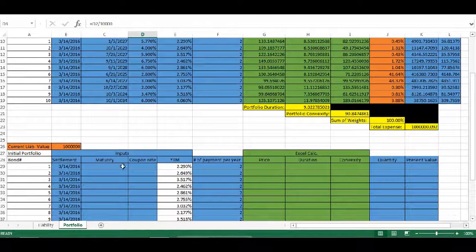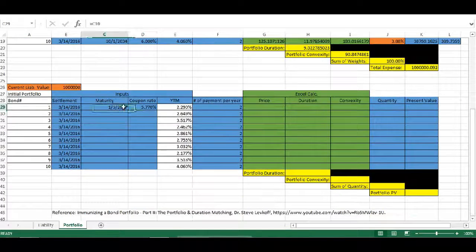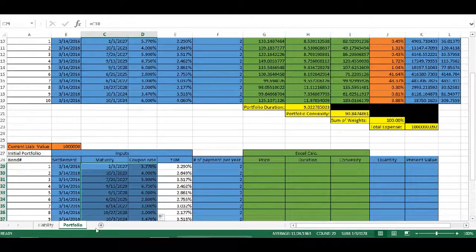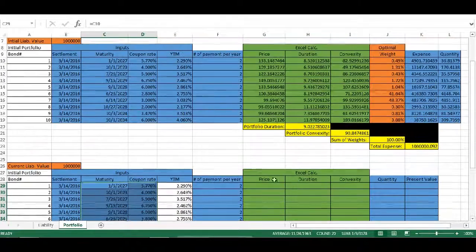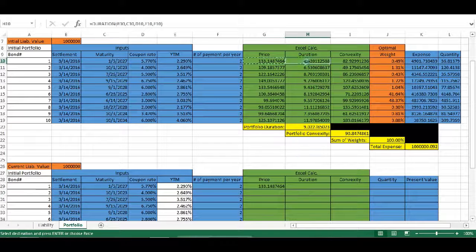Now we do some preparations. First we copy and paste numbers because the bonds are the same. Coupon rate and the maturity date will not change. Again, we have these three numbers. We can calculate their price, duration, and convexity for new yield curve. Okay, we just copy and paste these formulas.